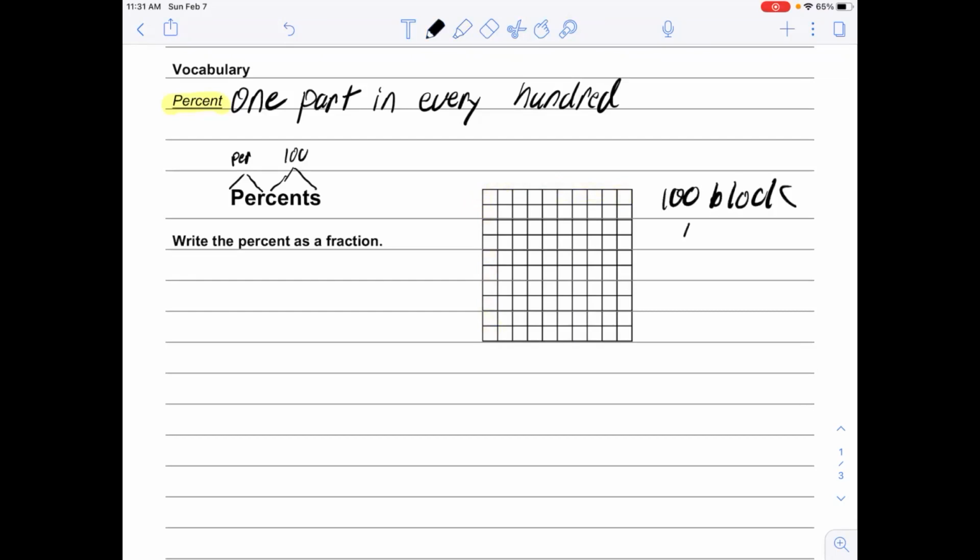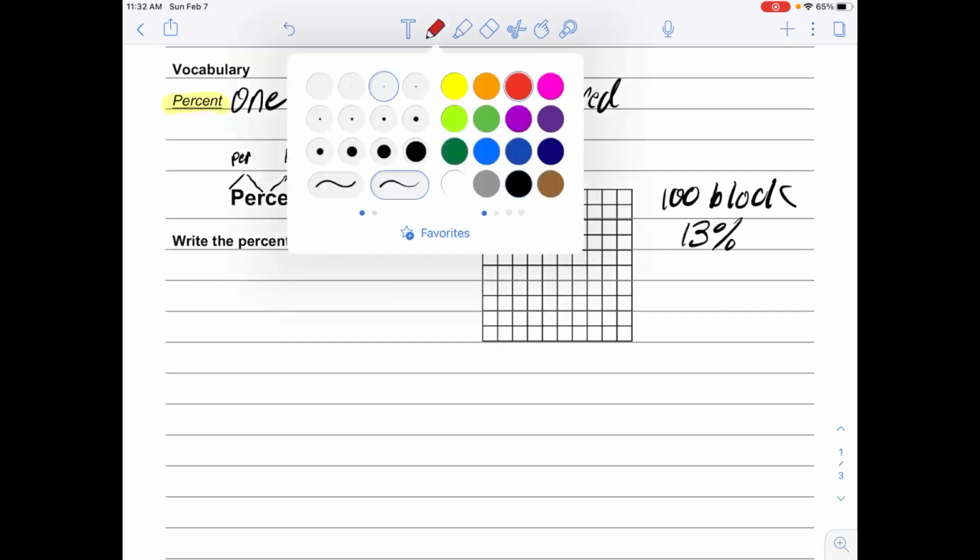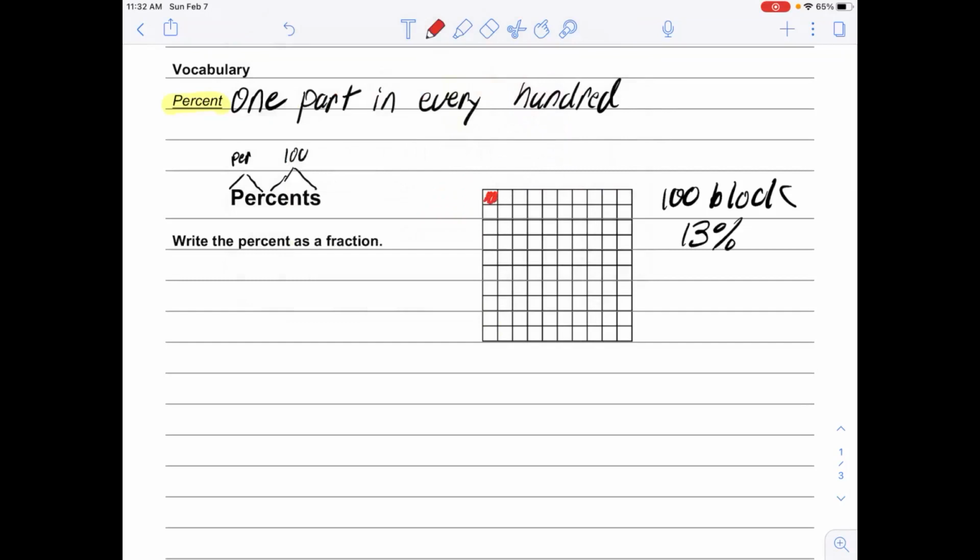And if I wanted to use this 100 block to represent, say, 13%, well, 13% literally means 13 per 100. So I could fill this in by filling in 13 of these squares. 10 on the top row, and then 3 on the next. I've now filled in 13%. I also immediately see this is a fraction. This is 13 out of 100. And that is all we have to remember in order to be able to write a percent as a fraction.